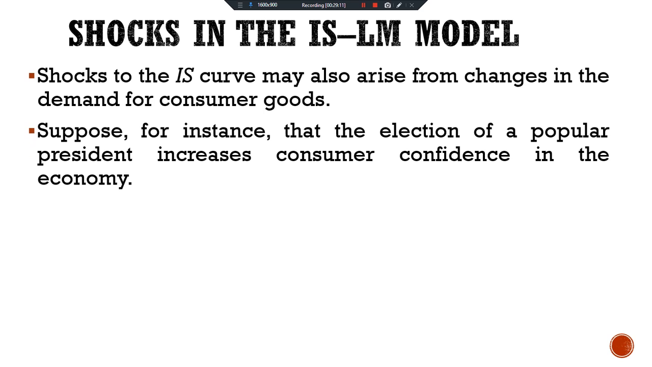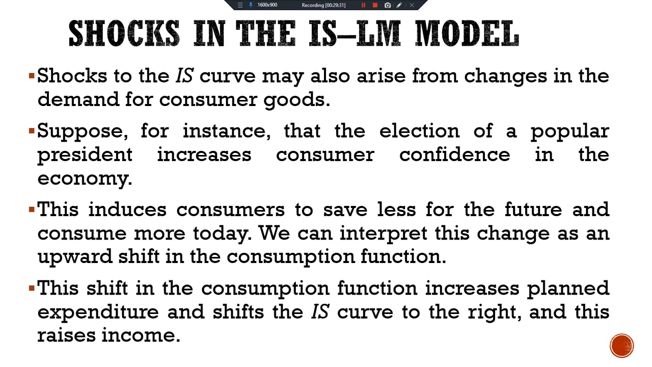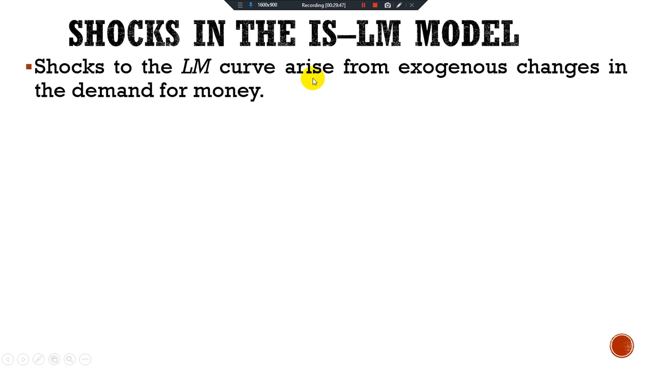Suppose, for instance, that the election of a popular president increases consumer confidence in the economy. This induces consumers to save less for the future and consume more today. We can interpret this change as an upward shift in the consumption function. This shift increases planned expenditure and shifts the IS curve to the right, and this raises income.